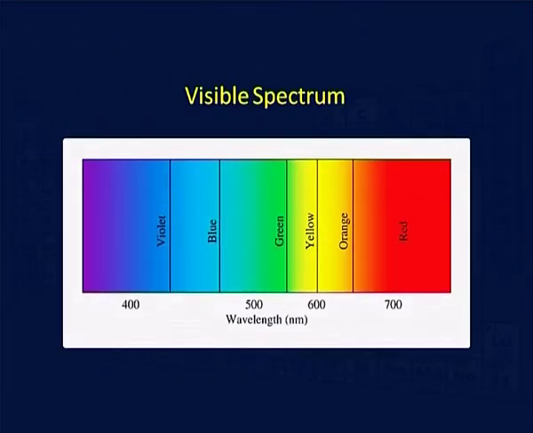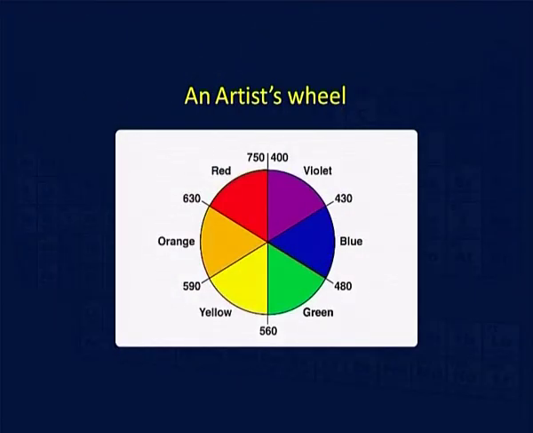You are also aware that the visible region is in the range of 400 nanometer to 800 nanometer, in which 400 nanometer or 4000 angstrom light corresponds to blue light, and the light having 7000 to 8000 angstrom, or 700 to 800 nanometer, is red in color. So, here is the artist's color wheel, in which the relation is shown of which color light is absorbed by the molecule or the solution, and what color will appear.